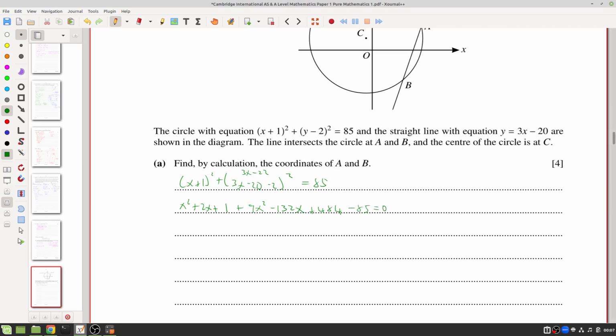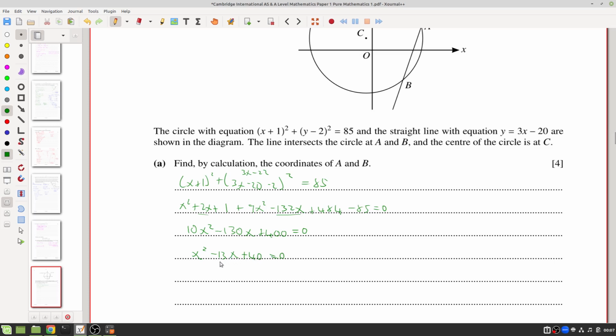Let's collect like terms. x squared plus 9x squared is 10x squared. And then 2x minus 132x is minus 130x. And then 1 plus 484 is 485. Minus 85 is just 400. That's quite nice. Nice numbers equals 0. So now we can divide everything by 10, which makes it a lot nicer. So x squared minus 13x plus 40 equals 0.